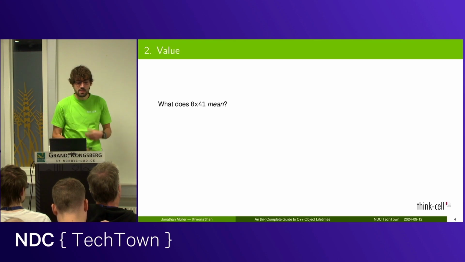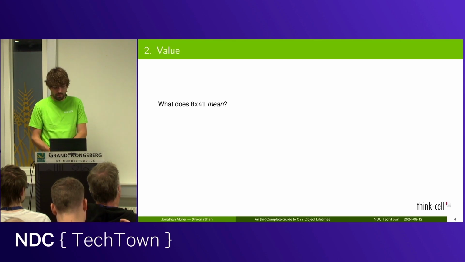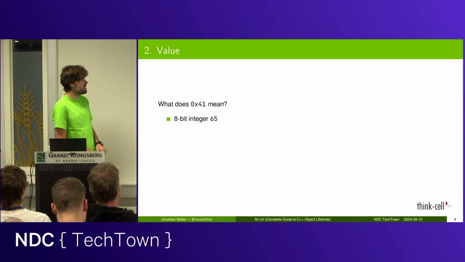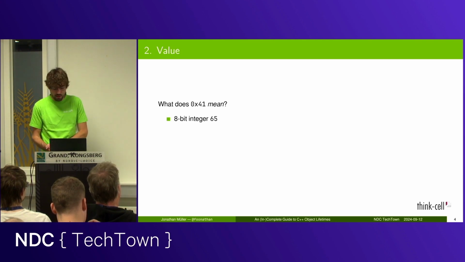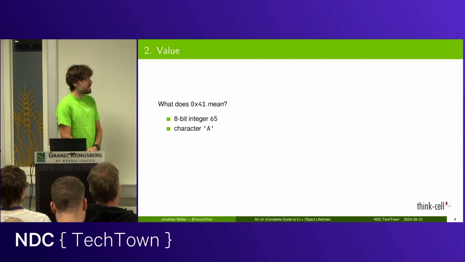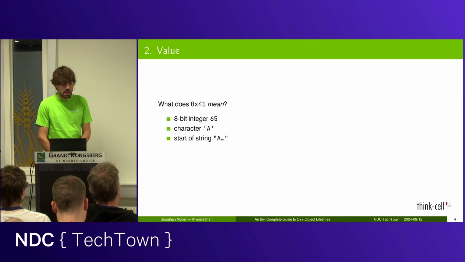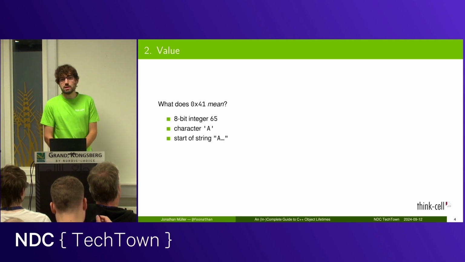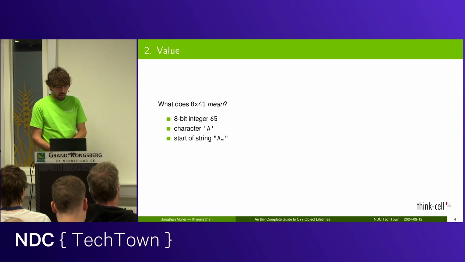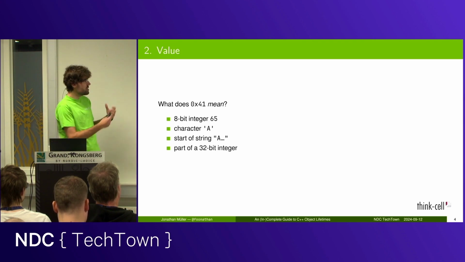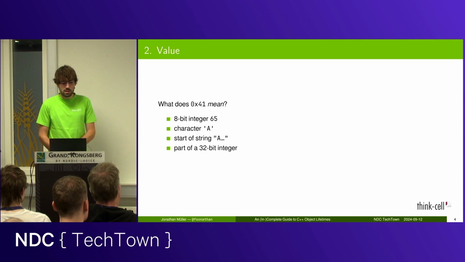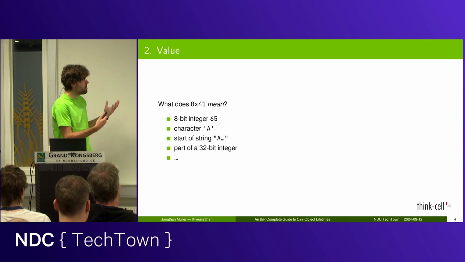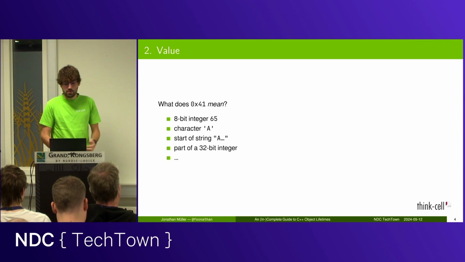Now value is about the meaning of 0x41. We just have a byte, it has some bits, what does it mean? It could be an 8-bit integer 65. And then it has the value 65. It could be the character uppercase A. It could be the start of the string that begins with uppercase A, or some other character in the middle of the string. It couldn't actually be something on its own, but just part of the 32-bit integer, and you have to look at the surrounding bytes in order to figure out what it means, and so on. There are very different ways of figuring that out.